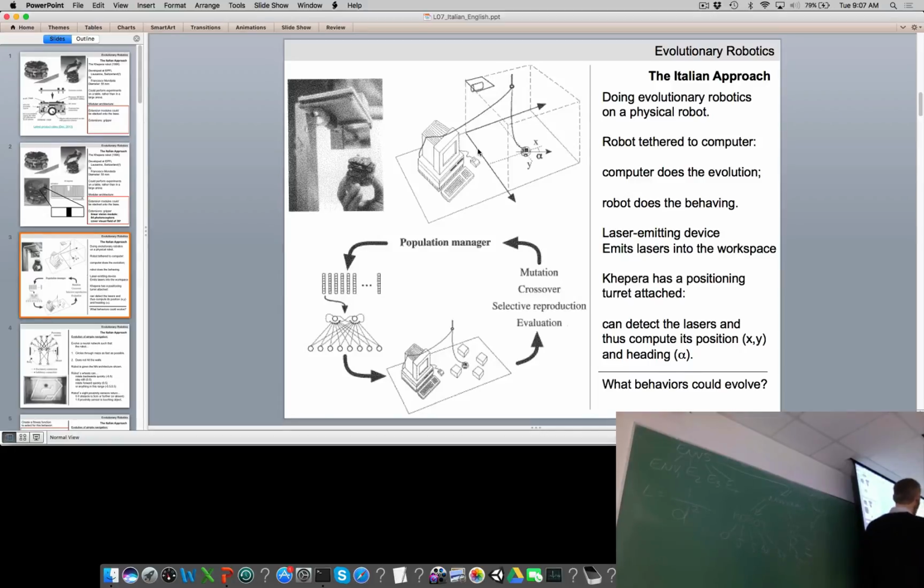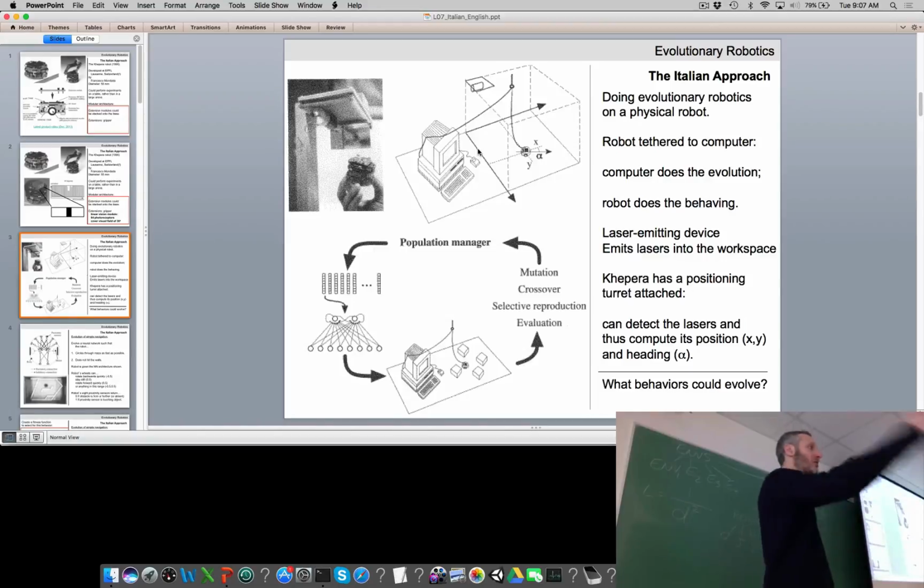Okay, what exactly does the robot sense? So the robot had, in this experiment, a little positioning turret on top, and that turret would actually detect lasers being emitted from this little gantry up in the top here. So given the robot receiving this laser sensor information, the robot could determine its current position, x and y, so not x, y, and z, because we have a robot moving in 2 dimensions, and its current heading, alpha. So the robot could give back at least these 3 numbers, and away we go.